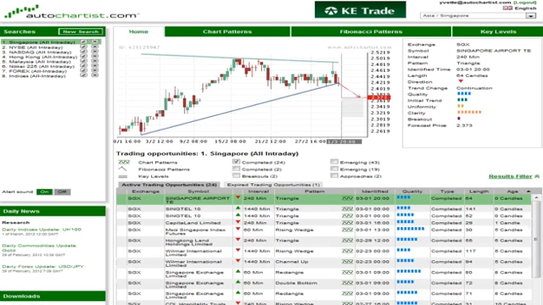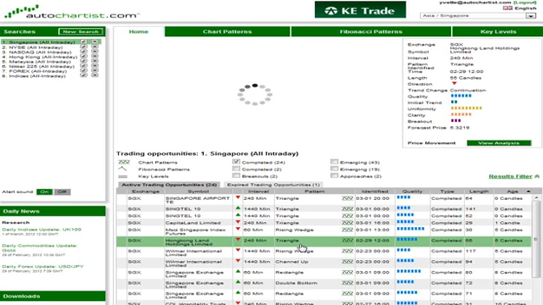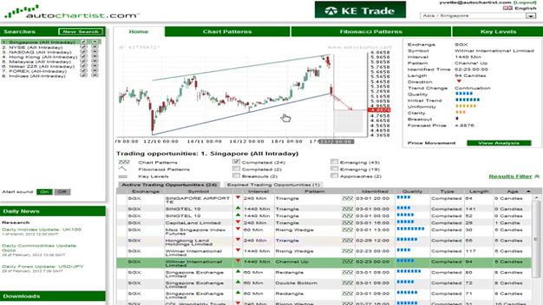So with emerging patterns, our recognition engine detects that these 4 or 5 touching points have been identified. It then looks at the angle of the resistance line and the support line. It then classifies the pattern based on those angles to say it's a channel or a rectangle if the two lines are parallel. Here, for example, here's a channel, Wilmar International. You can see very clearly these two lines are parallel.